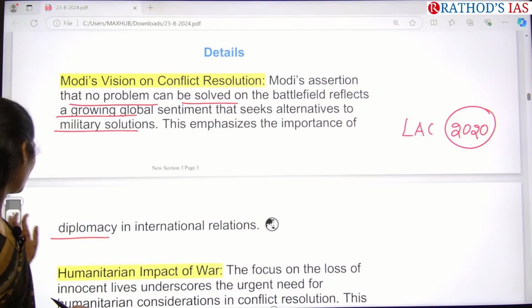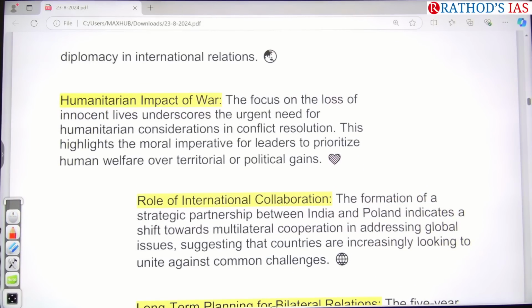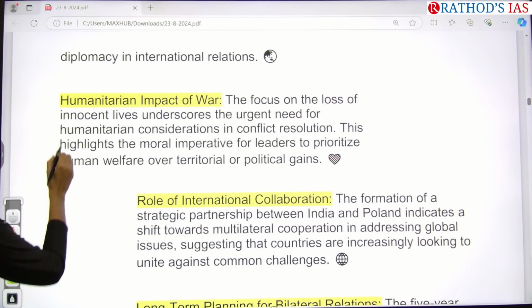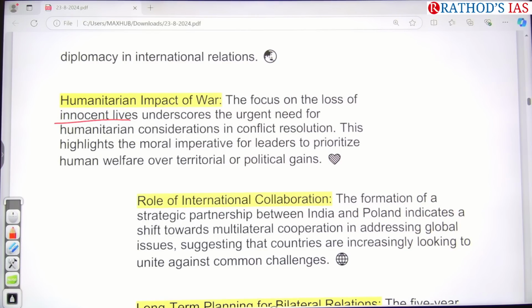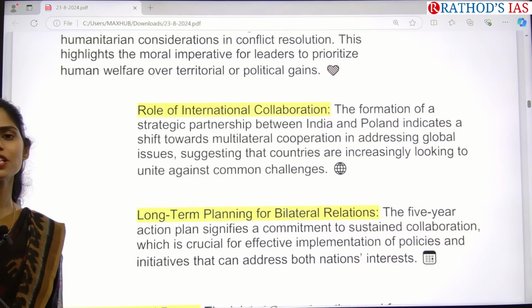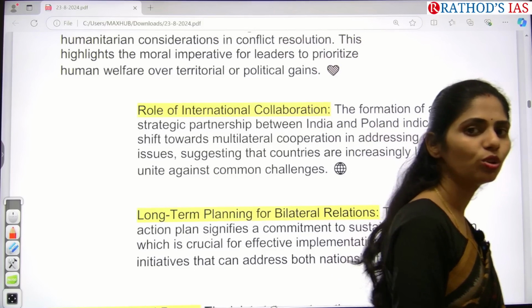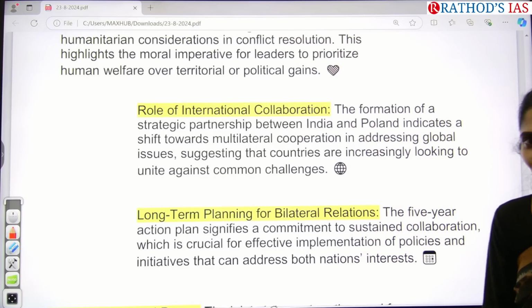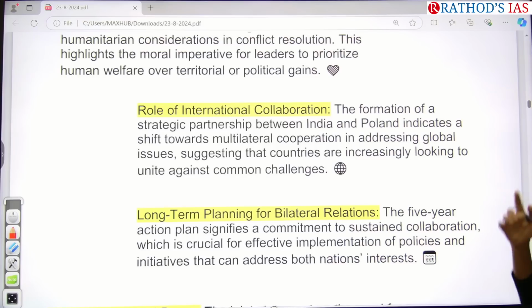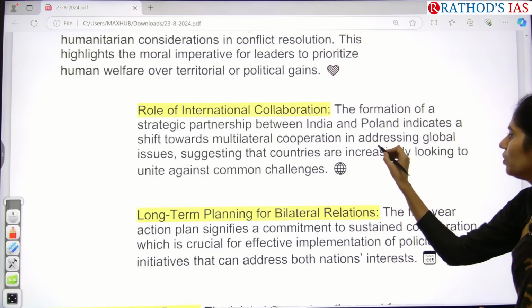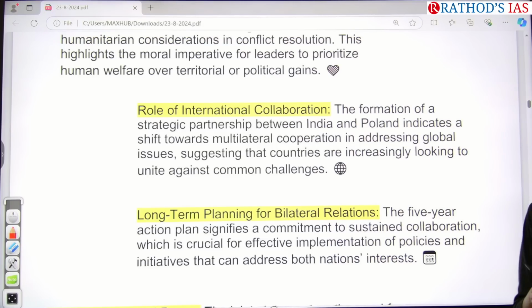Okay. The second point you have to focus on here is that whenever we focus on warfare, there will be loss of innocent lives. Because of this, we have to take steps for humanitarian consideration so that we can resolve this conflict. The next one is, we have to take help of international collaborations. India is part of many regional and international groupings, and we also have international conventions and international laws. By using them, we can have multilateral cooperation of different countries so that we can address global issues of common challenges.